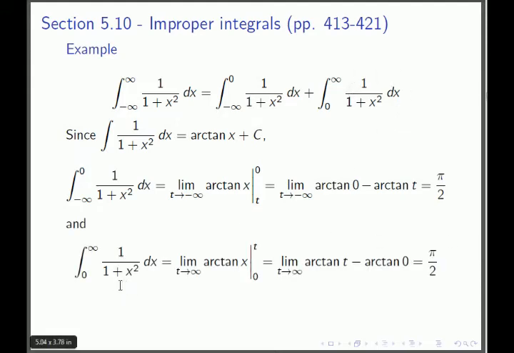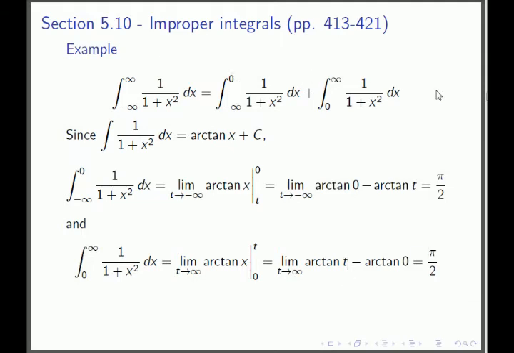Same method. First we rewrite it using a limit. This time t will be going to infinity, and we're integrating from 0 to t. Well, that is equal to this expression by the fundamental theorem. Let's now evaluate at the right endpoint and the left endpoint, and subtract. Again, arctangent of 0 is 0. And then if I let t go to infinity, arctangent of t goes to pi over 2. And so I get pi over 2 for that integral as well.